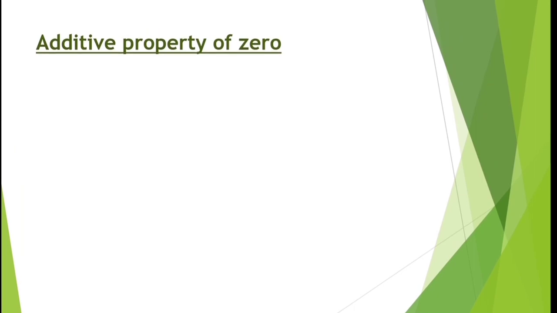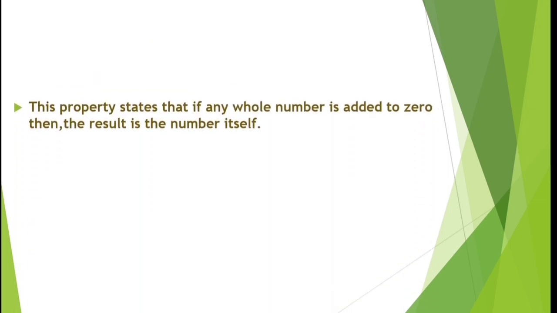Next comes the additive property of 0. If you remember from your early days, whenever we add a number to 0, the result is the number itself. This is what the additive property states. The additive property says that if any whole number is added to 0, then the result is the number itself. For example, A plus 0 is equal to 0 plus A is equal to A.